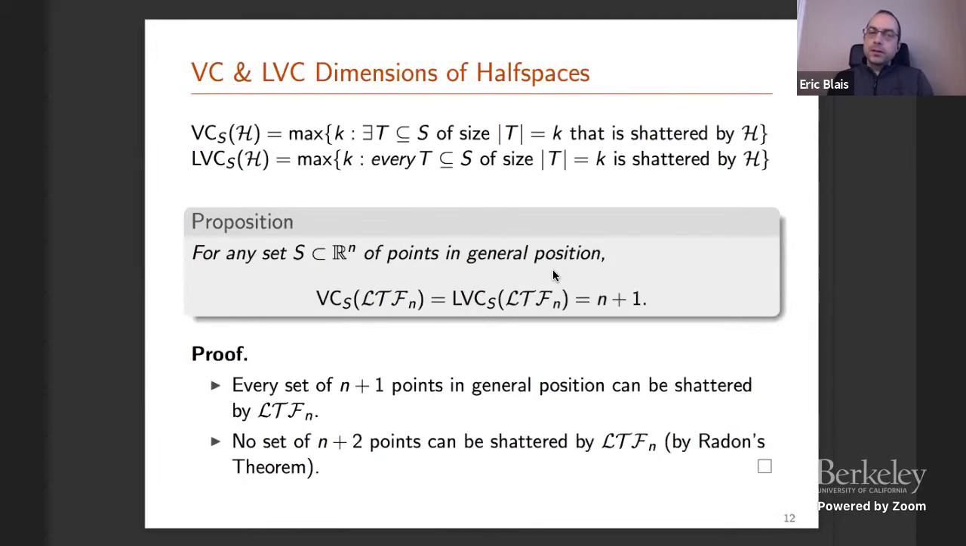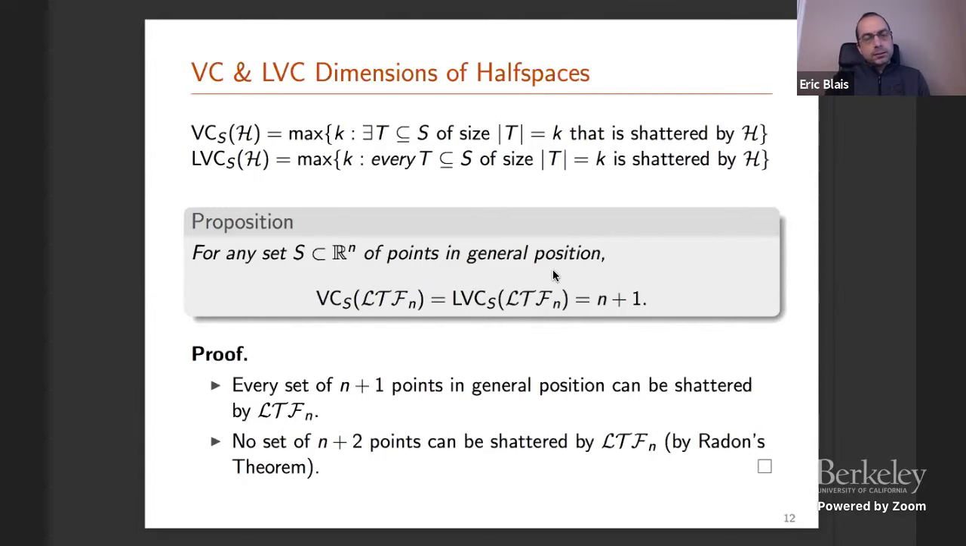In fact, for half spaces, this is the case. As long as you give me a set of points in general position, the VC dimension and the LVC dimension will agree. And this is by the same argument that's actually used in standard textbooks for half spaces for computing the VC dimension. The same argument actually gives you that the VC dimension is the same as the LVC dimension.